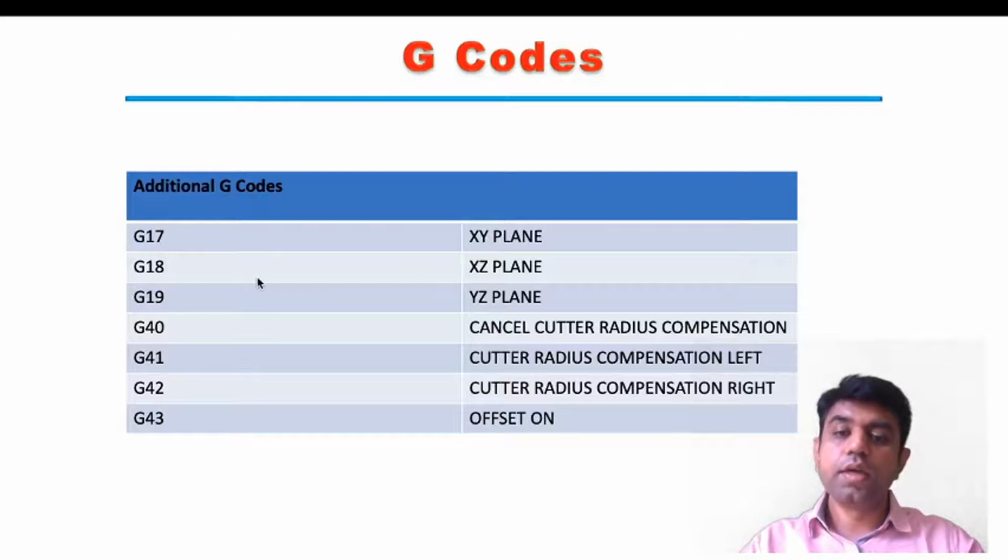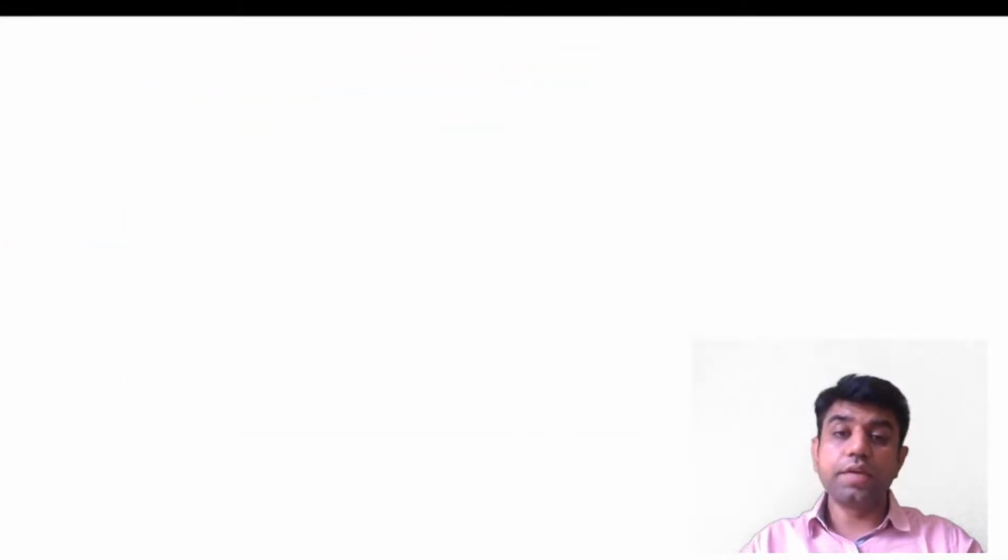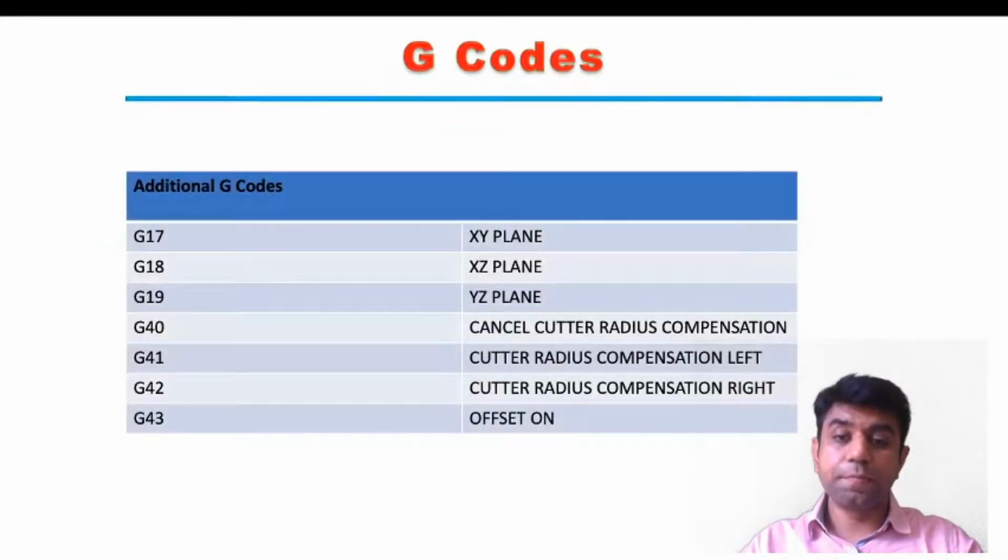Normally in our syllabus we are working on the XY plane only, that's why we just need to remember the G17 code, right? If a milling machine is having a multi-axis provision so that it can cut even in the XZ direction, then we can mention the G18 command, right? If we are working in a YZ plane, then we need to mention the G19 command.